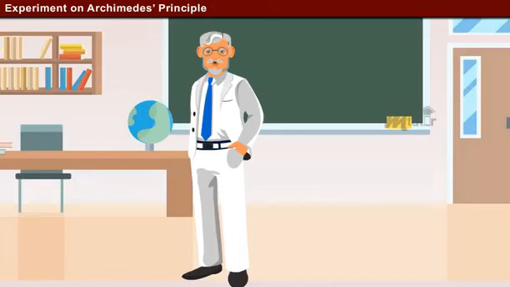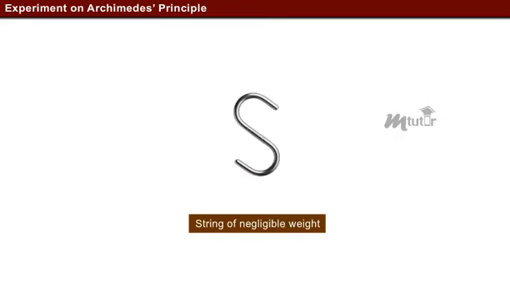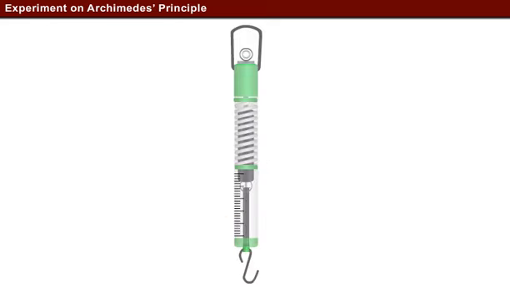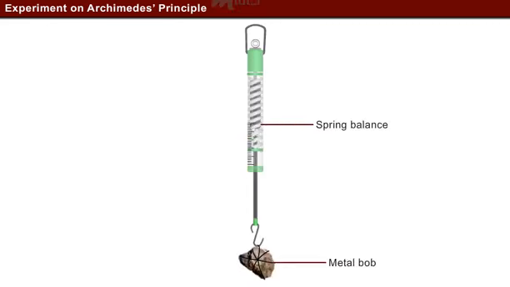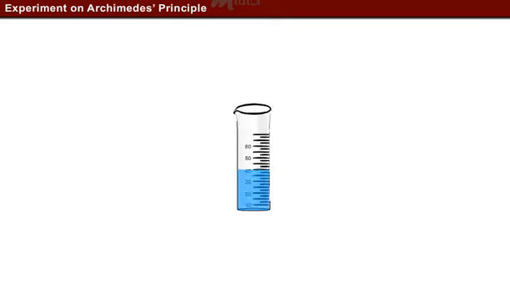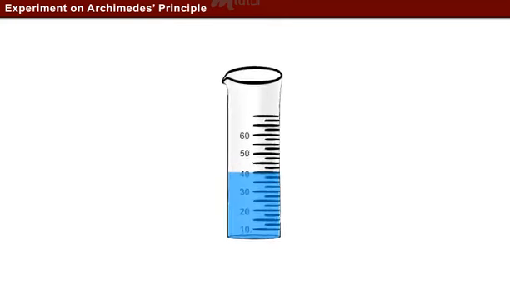It is to be noted that the object should be heavier than water. So a metal bob is taken here. And finally, a string of negligible weight. First, we should confirm the initial reading of the spring balance to be 0. Then the metal bob is tied with the string to the hook of the spring balance. Then we have to pour some water into the measuring cylinder.